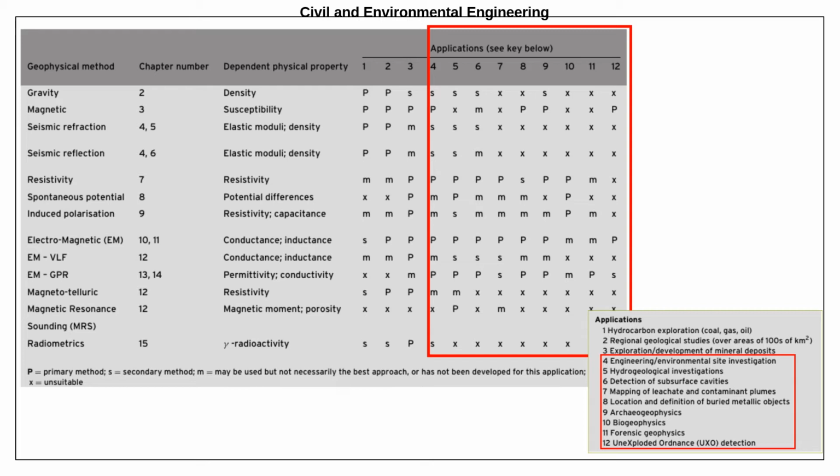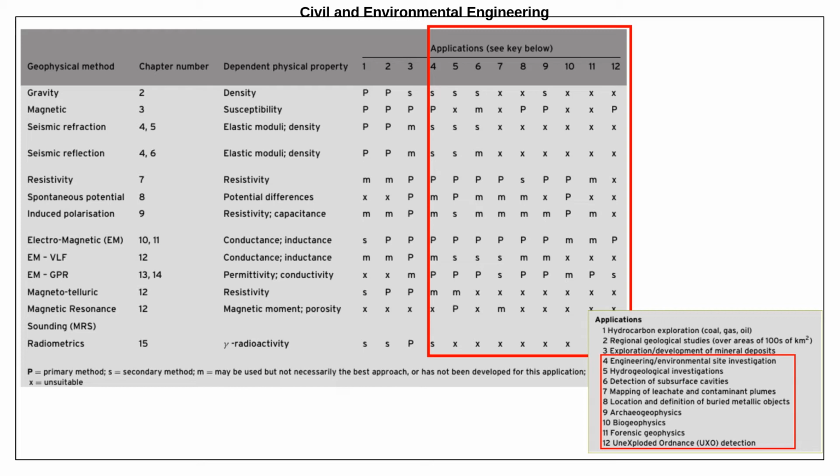if you are looking for vintage bombs, the primary methods are your magnetic method. You can also use electromagnetic method. And to a certain degree, you can also use GPR, but this is just a secondary method compared to EM and magnetics. Okay. So for UXO, you only have more or less two main geophysical methods that you can use.